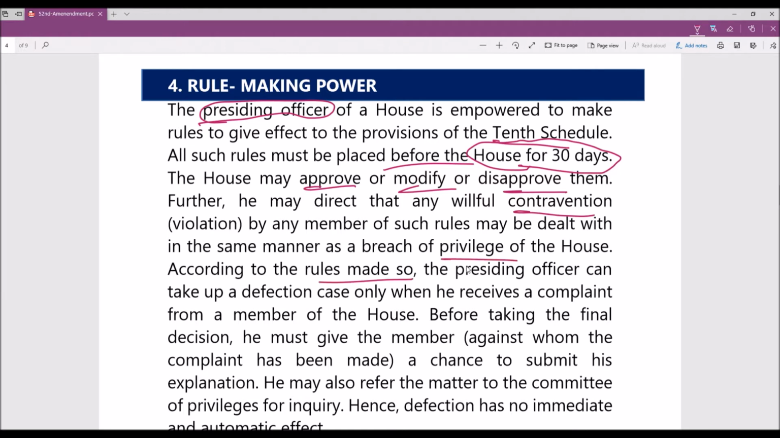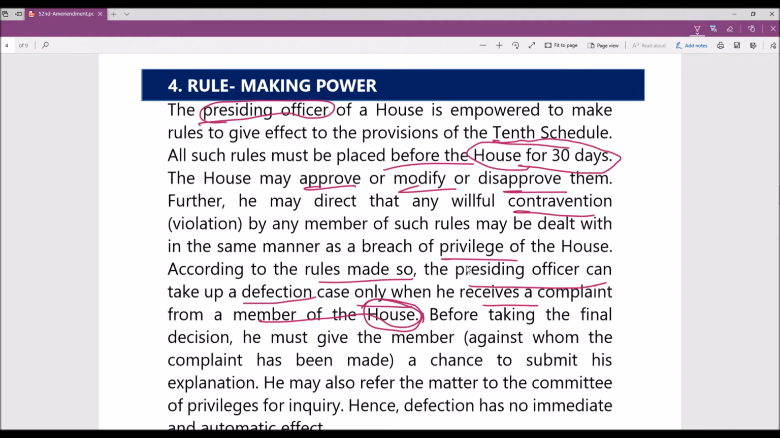So the presiding officer can take up a defection case only when he receives a complaint from a member of the House. So when the presiding officer takes up a case, any member of the House decides that this XYZ member is violating the rules of the law, and he must be denied his membership because he is violating the privilege of the House. Violation of the privilege of the House is this: violating the rule of the House.